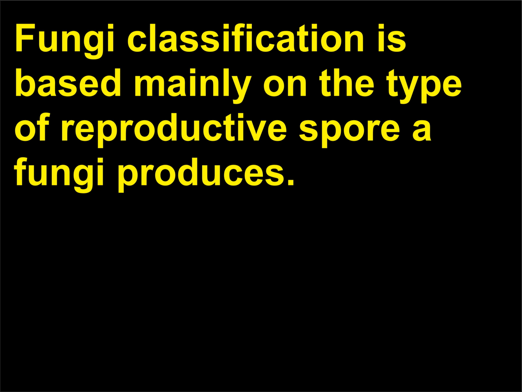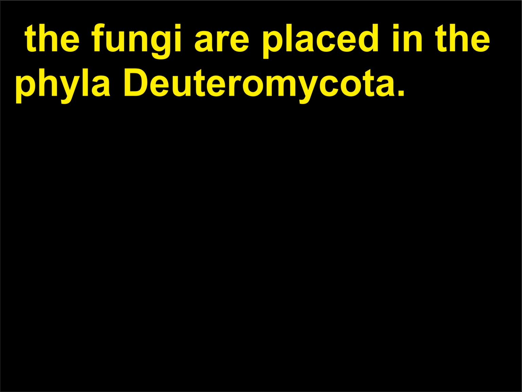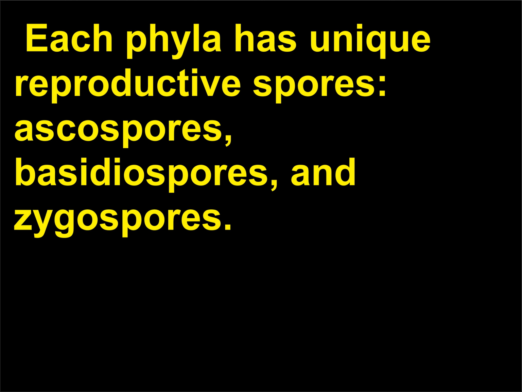Fungi classification is based mainly on the type of reproductive spore a fungus produces. If the reproductive, sexual spores of a species have not been identified or examined, the fungi are placed in the phylum Deuteromycota. The three phyla of fungi are Ascomycota, Basidiomycota, and Zygomycota. Each phylum has unique reproductive spores: ascospores, basidiospores, and zygospores.